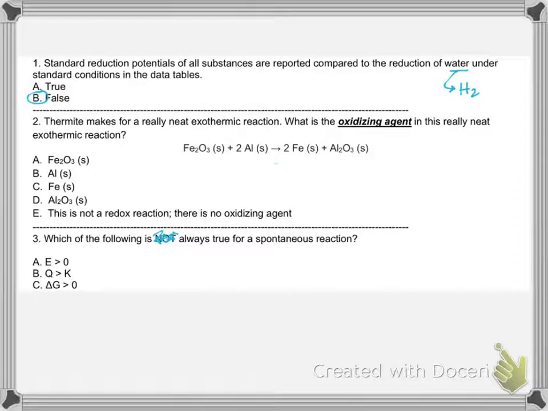Okay, for number 2, we have thermite. And this is the reaction we always do in the flower pot with that magnesium wick sticking out. They want us to figure out what the oxidizing agent is in the reaction. So oxidizing agent is what gets reduced. And this is going to be then what gains electrons. And we will look for a decrease in the oxidation number. So we'll have to go through and assign oxidation numbers for all of the molecules and atoms in the molecules.